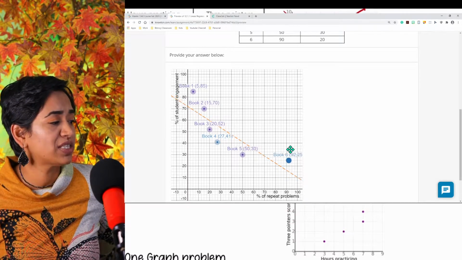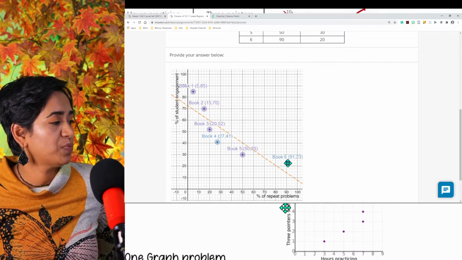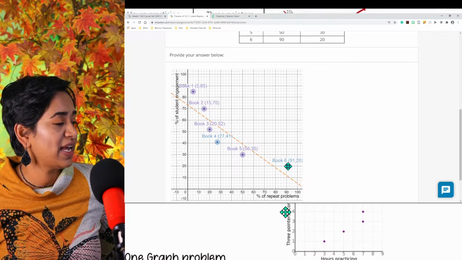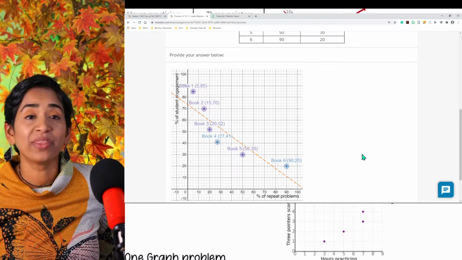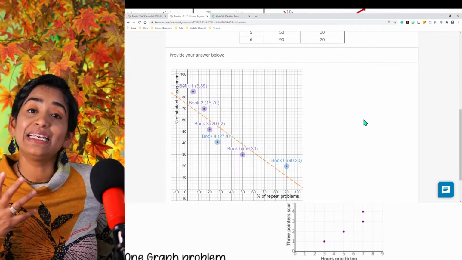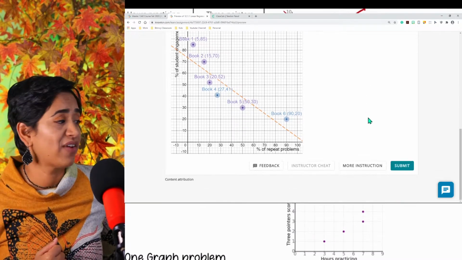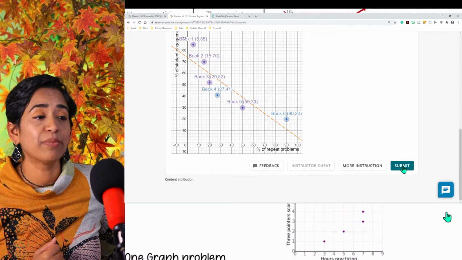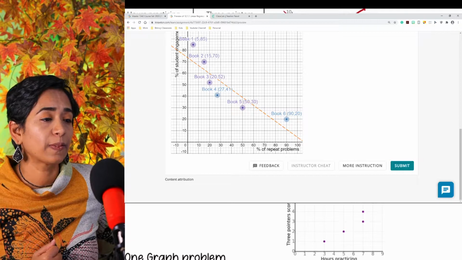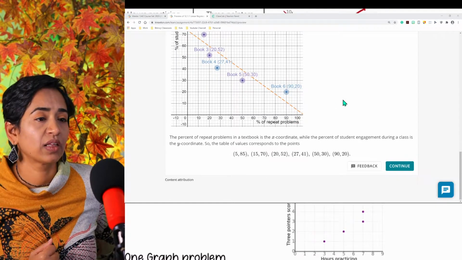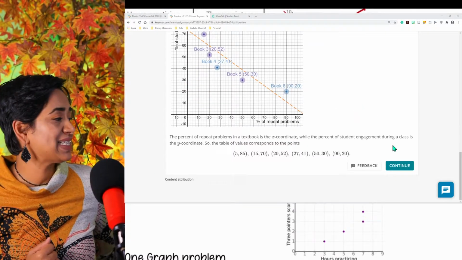All you have to do is simply move it up and down. Oops, it is 90 and 20. There you go. There I have it. So using these X and Y coordinates, you will simply be moving your values. I'm going to go ahead and click submit. And it says, congratulations, that's the right answer.